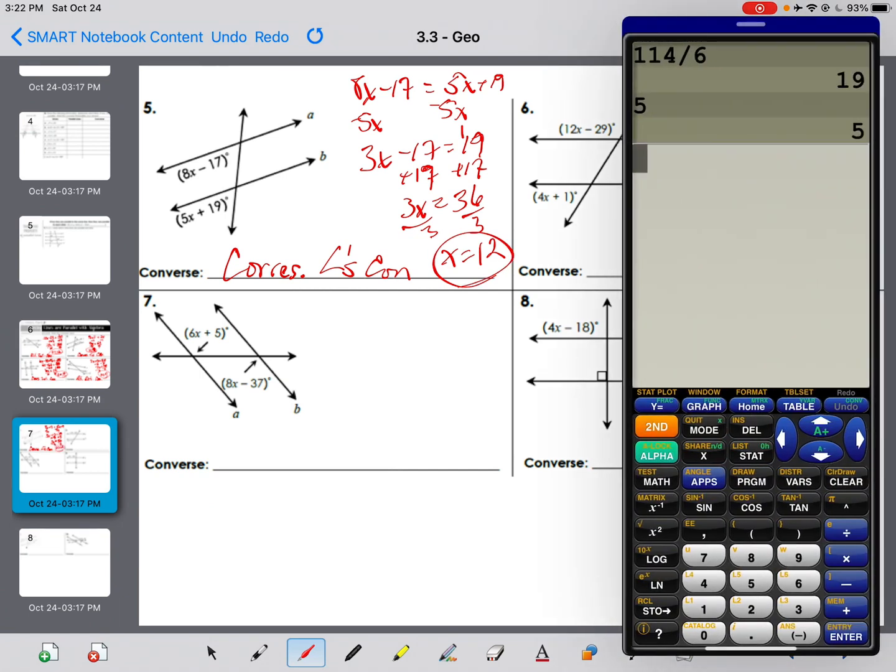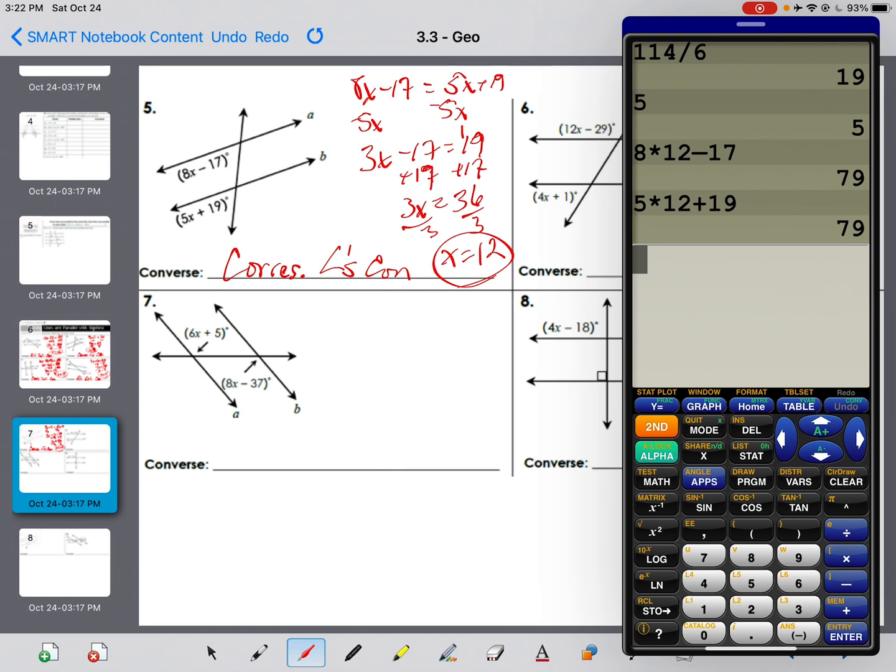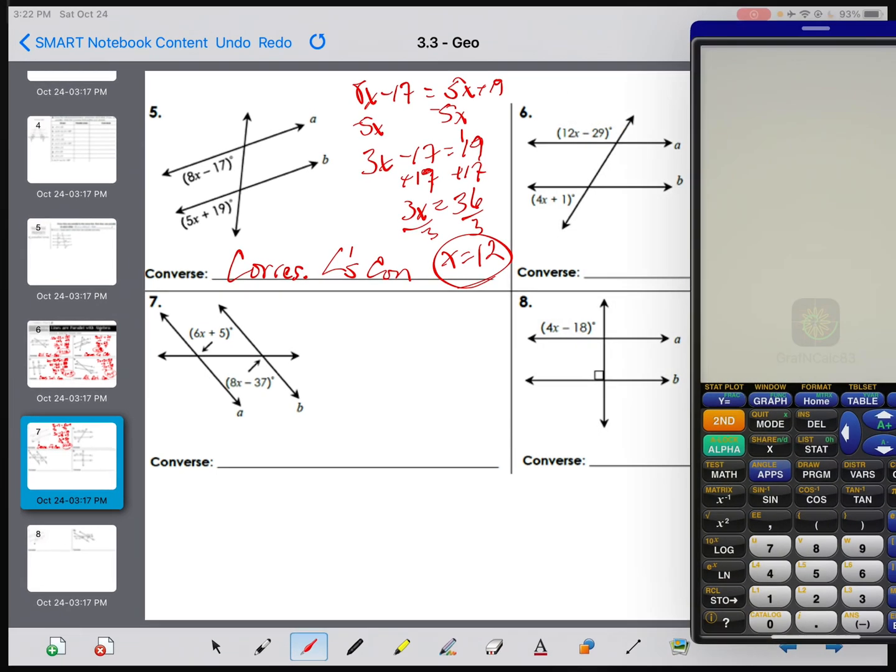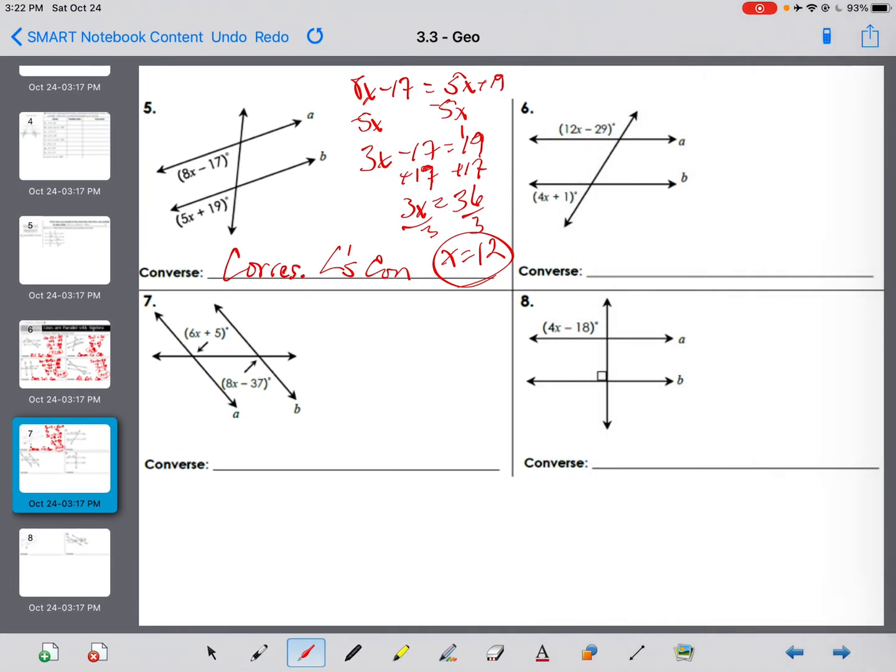Now you should plug them back in and see if they work out. So let's give that a go real quick. 8 times 12 minus 17 is 79. And 5 times 12 plus 19 is 79. And it works out. Love it.